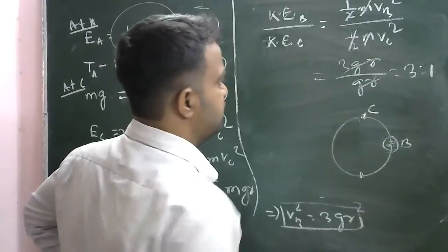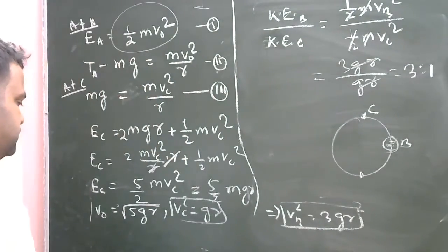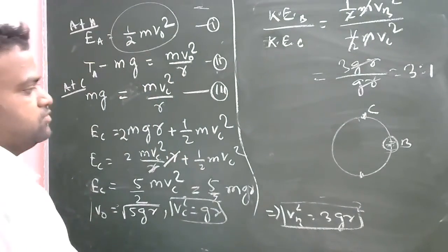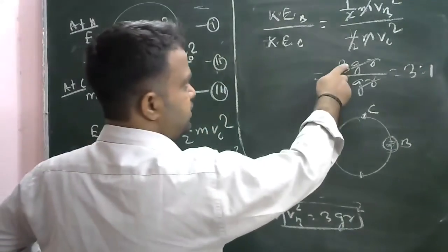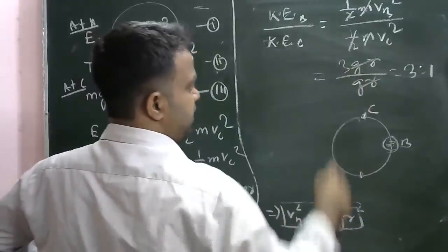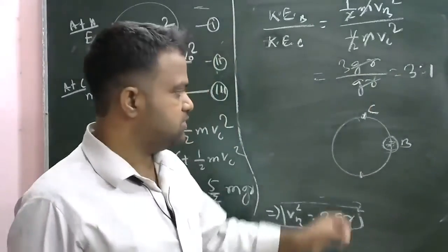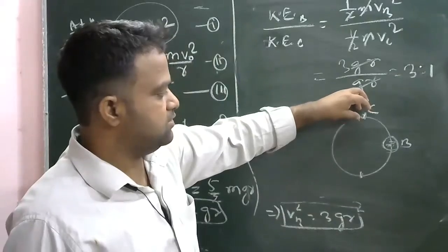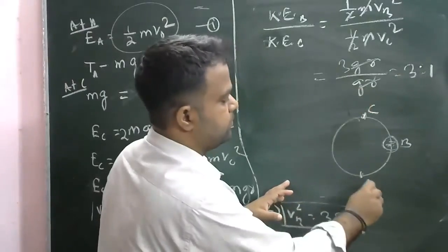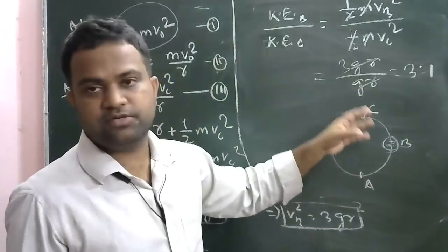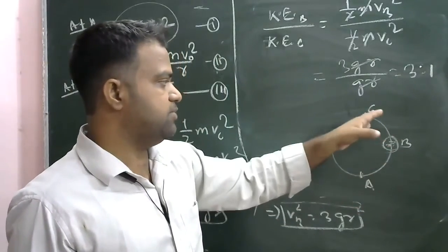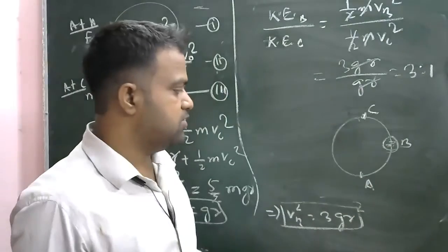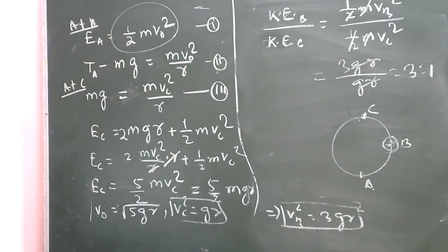Also you can compare with V0. If V0 square is 5GR, and we take 5GR by this one, it is 5:1. That means the kinetic energy at A is 5 times the kinetic energy at C. That means kinetic energy is gradually reducing and becomes 1/5 of the kinetic energy at position A. So gradually it's decreasing.